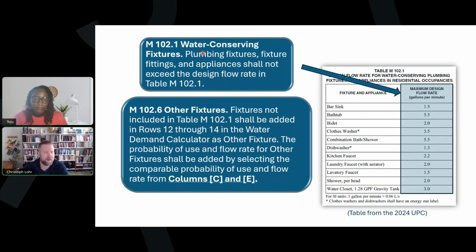Just worth noting, again, via Appendix M, which is where the focus will be today: water conserving fixtures, plumbing fixtures, fixture fittings, and appliances shall not exceed the design flow rate in Table M102.1. So again, it was high efficiency, and in part that's because the water demand calculator started off in the WeStand prior to the UPC, although it did migrate over there.